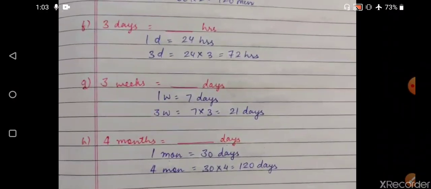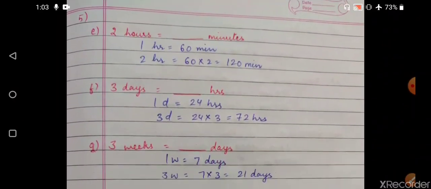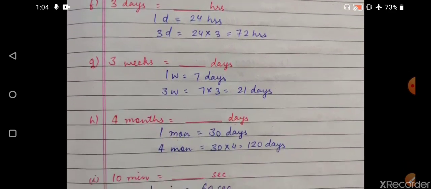E question, 2 hours is equal to how many minutes? 1 hour is equal to 60 minutes. That's why 2 hours is equal to 60 into 2, that is 120 minutes. F, 3 days is equal to how many hours? 1 day is equal to 24 hours. That's why 3 days is equal to 24 into 3, which is 72 hours. 3 weeks is equal to how many days? 1 week is equal to 7 days. That's why 3 weeks is equal to 7 into 3.